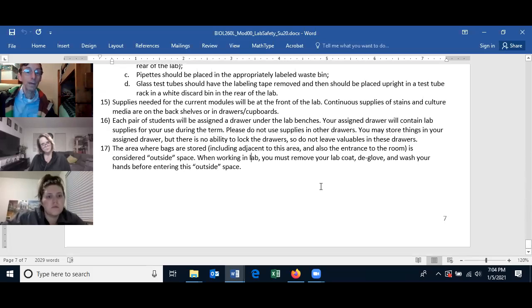And then when you come into the lab, you should wash your hands. We'll put away your jacket and your book bag in the cubby hole by the door, and then go wash your hands. You should then put on your lab coat, put on your gloves, and if you need goggles, put on the goggles. Okay, and then go to your lab position.